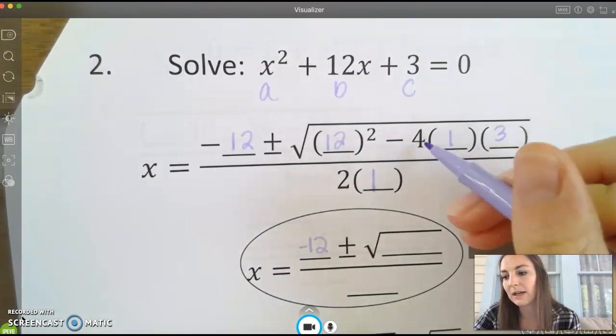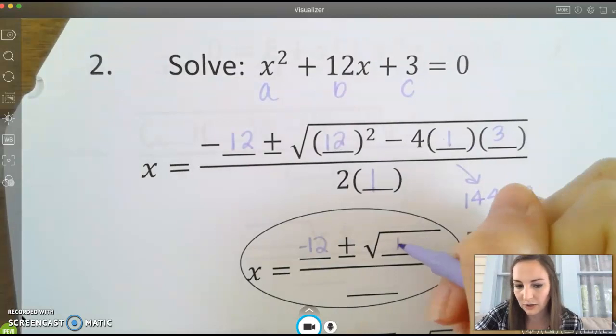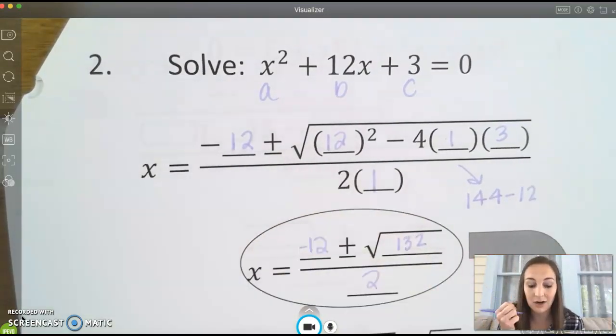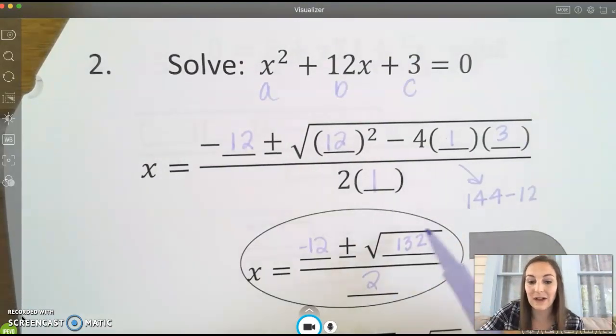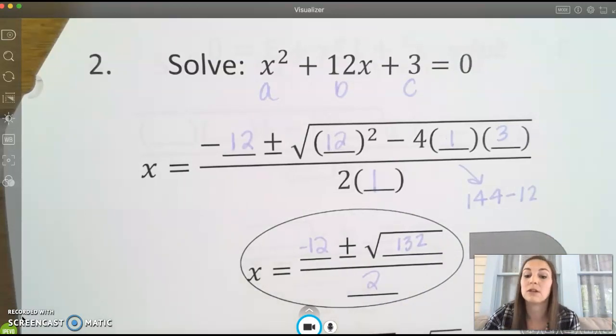4 times 1 times 3, which means minus 12. So when I do that, I get 132. And all of that is divided by 2. So if it asks us for our approximate answers, we could take this value right here, negative 12 plus the square root of 32 divided by 2, and then I could do negative 12 minus the square root of 32 divided by 2. And that would give me my approximate.